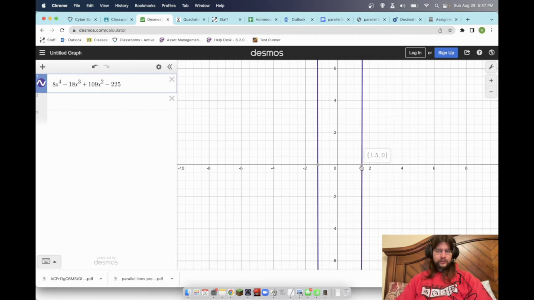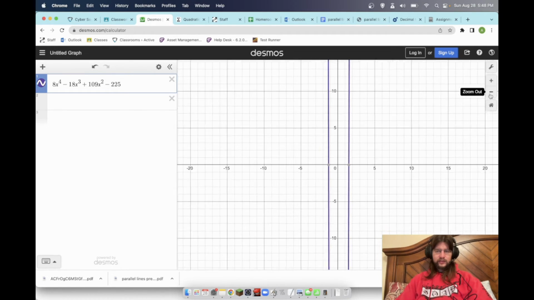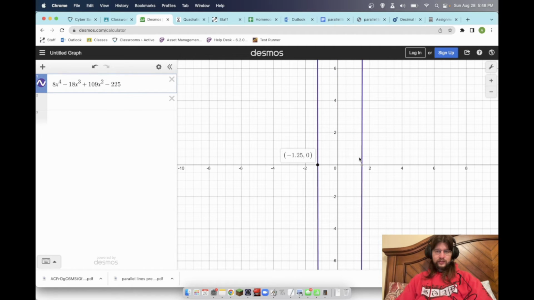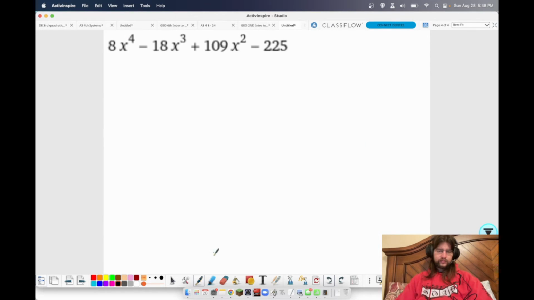So we got two nice numbers here. Let's just go ahead and zoom out and see if we see anything else. We don't. Okay, we can use these. These are nice. Negative 1.25 and 1.5. So negative 1 1/4, that's negative 5/4.